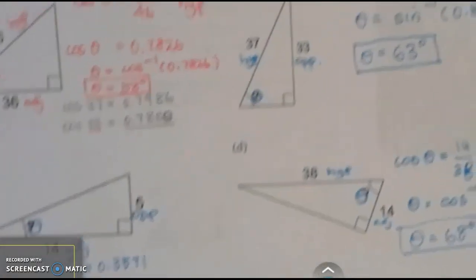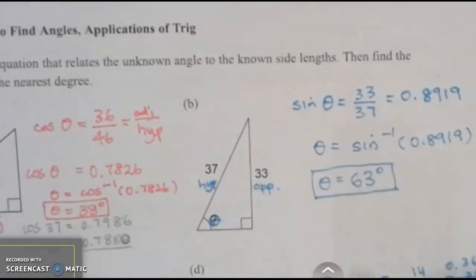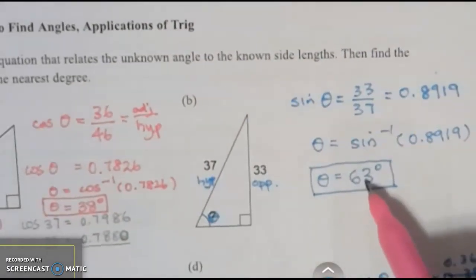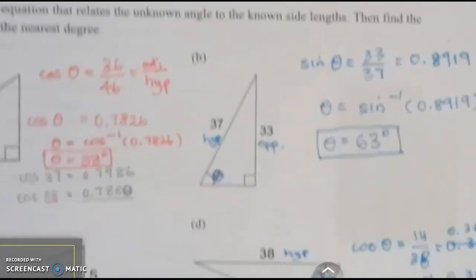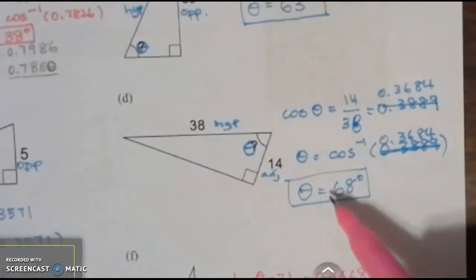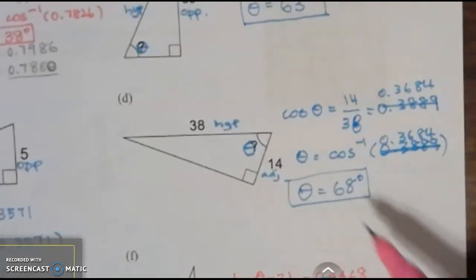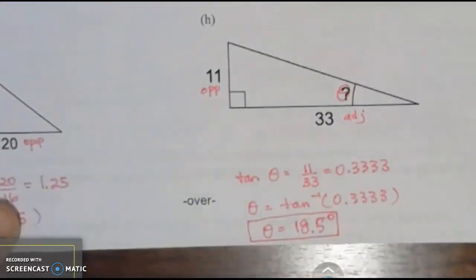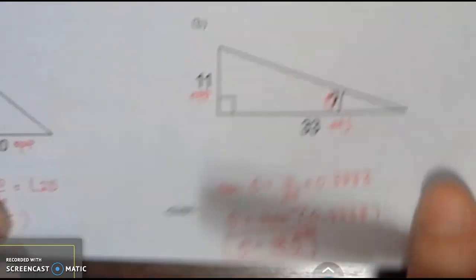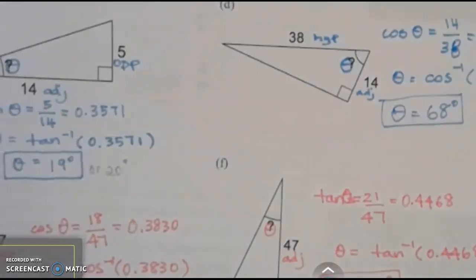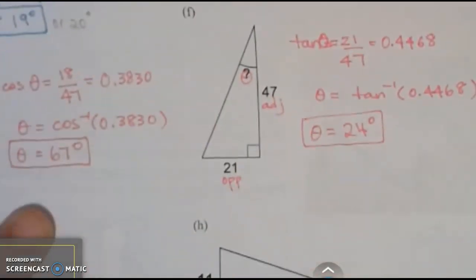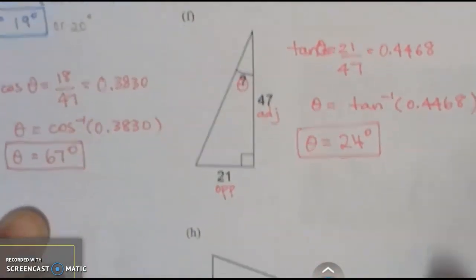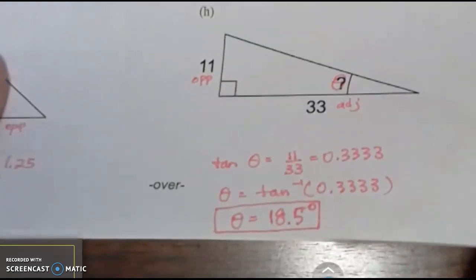And then for homework number 23, for B, theta is equal to 63, or the question mark angle is 63 degrees. D is theta is equal to 68 degrees. F is theta is equal to 24 degrees. And H, theta is equal to 18.5 degrees. Oh, I should have not done it to the 10th degree.